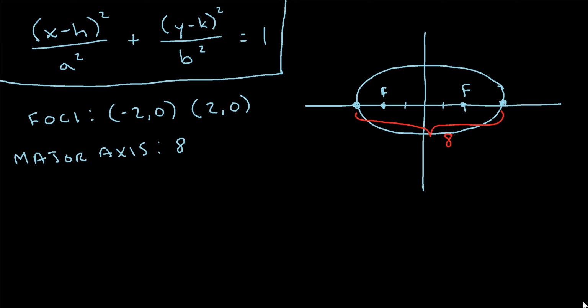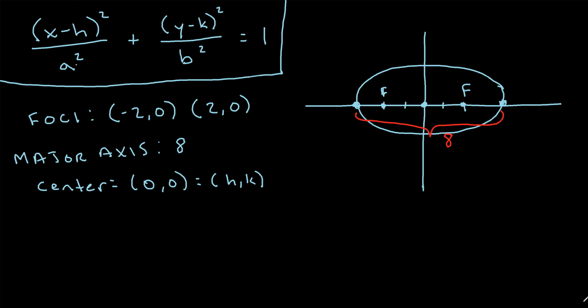So it helps if we can first identify what is the center of this ellipse. So the center will be directly in between the two foci. So we can see that that would be at the point (0, 0). So the center is (0, 0). And when we write an ellipse using this form, the center will have the coordinates of (h, k).